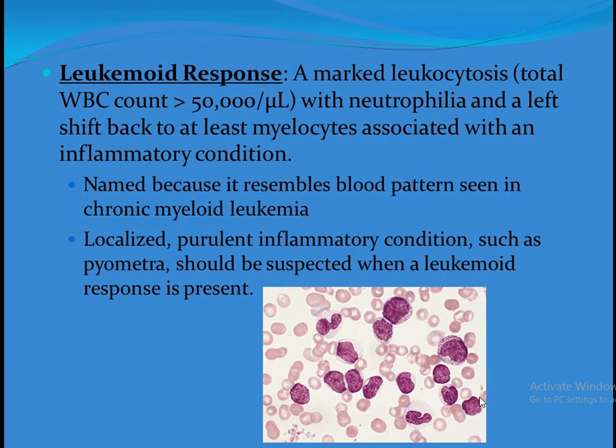Lastly, we have a specific terminology, that is leukemoid response. What is that? A marked leukocytosis with neutrophilia and a left shift back to at least myelocytes, associated with an inflammatory condition. Why is it named so? Because it resembles the blood pattern seen in chronic myeloid leukemia. That's why we discuss this here while discussing the leukemia topic.